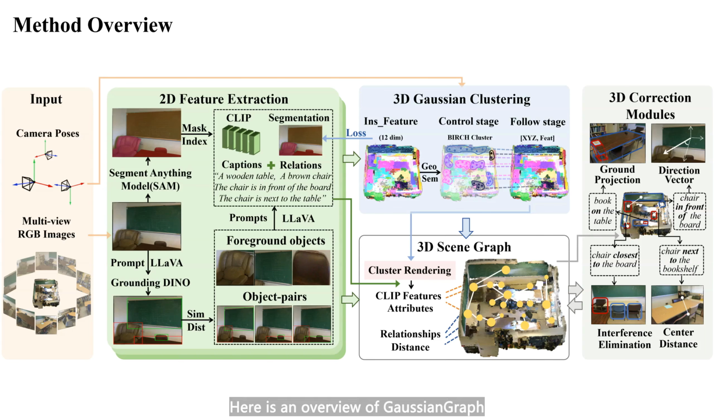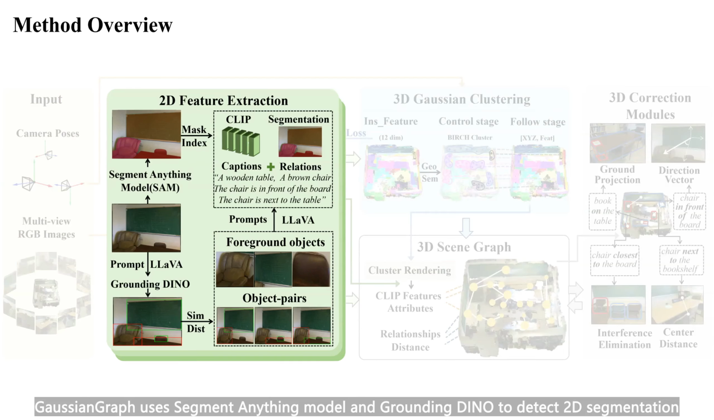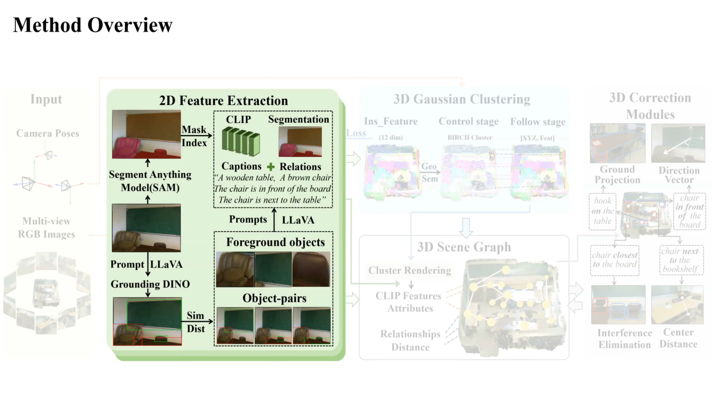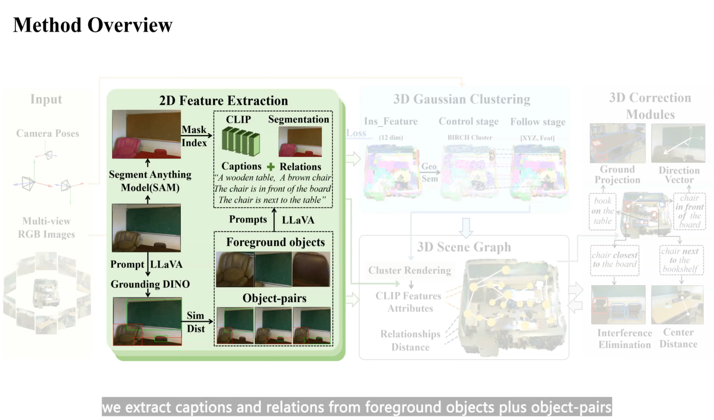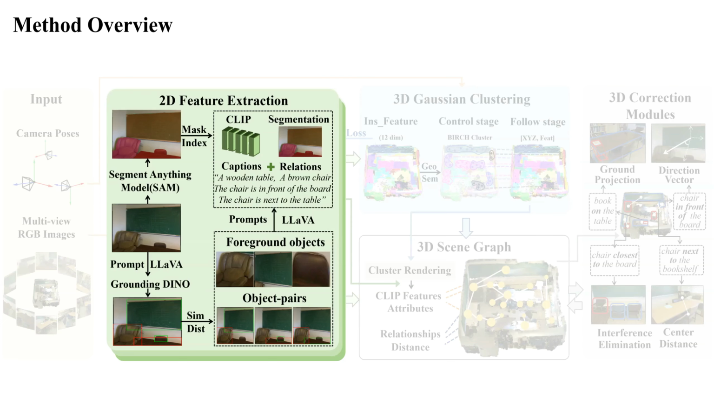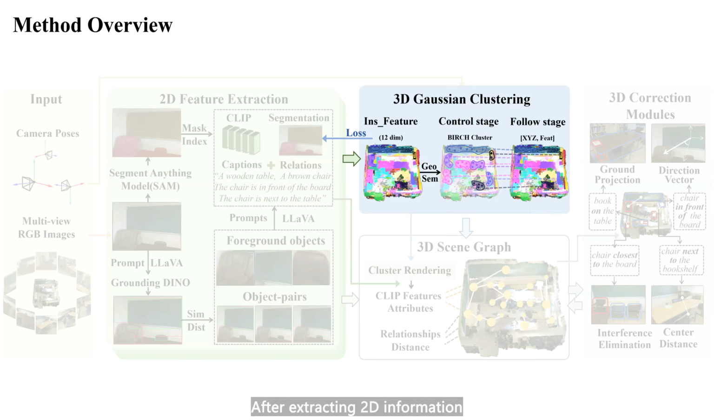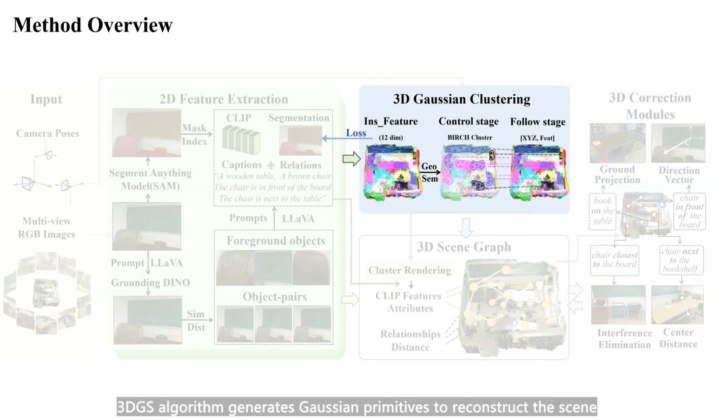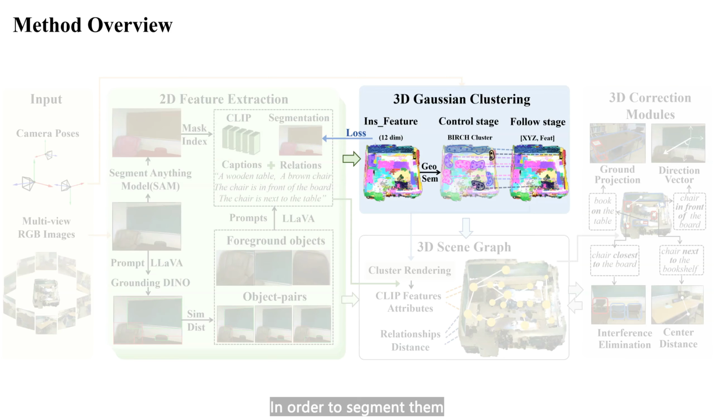Here is an overview of GaussianGraph, given an input sequence of RGB images with poses. GaussianGraph uses Segment Anything Model and Grounding DINO to detect 2D segmentation and bounding boxes. Through the LLaVA model, we extract captions and relations from foreground objects plus object pairs. After extracting 2D information, the 3DGS algorithm generates Gaussian primitives to reconstruct the scene.